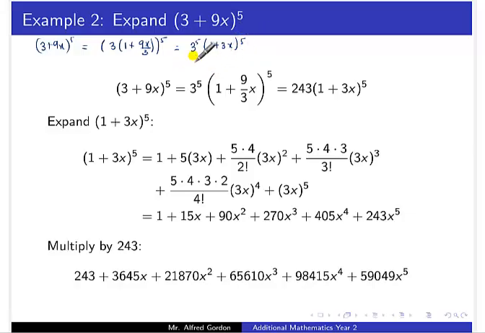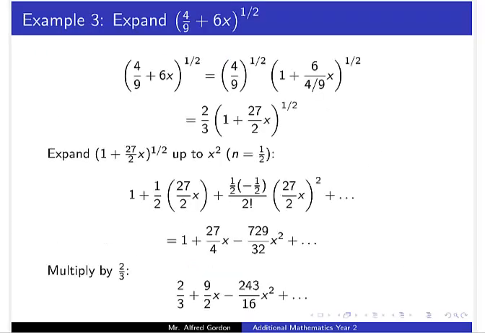So all we have to do here is that 3 to the power 5 gives us 243, and we have 1 plus 3x all to the power 5. So all we have to do here is to use the special case to expand this and multiply our results by that. So take your time and go through the solution. And if you have any comments, drop your comments. We have other examples here.